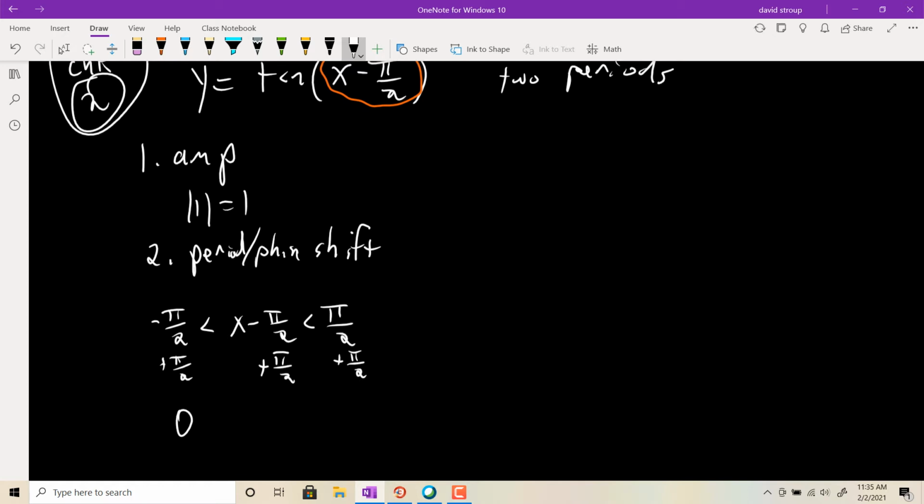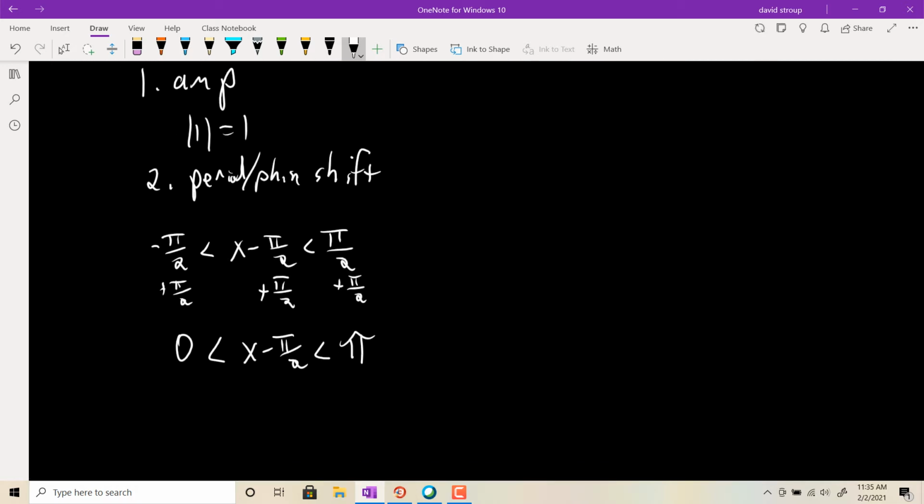And we have 0 less than x minus pi over 2 less than pi over 2 plus pi over 2, which is just pi. So we can see the period. Whoops, I forgot we have to get rid of this part. The period is just the length of that interval. So the period is pi minus 0, or pi.